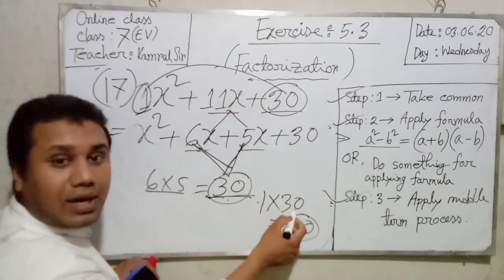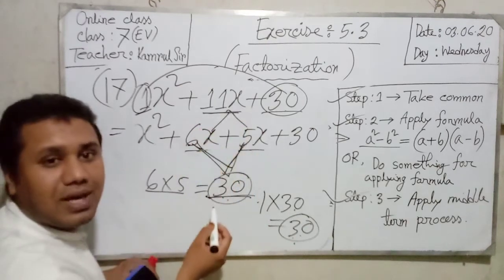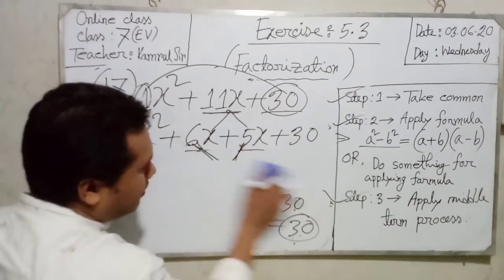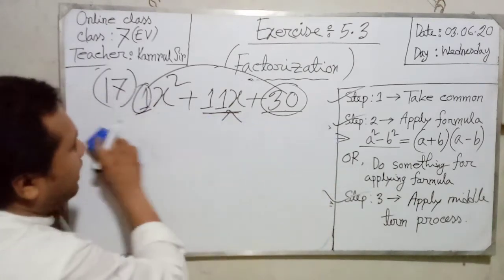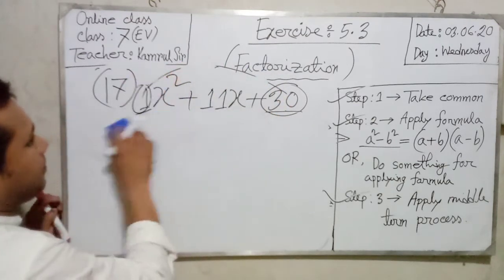So 1 into 30, this is 30, and 6x plus 5x. If we add, then this is 11x. Now another process, another technique, that will be very easy for you.